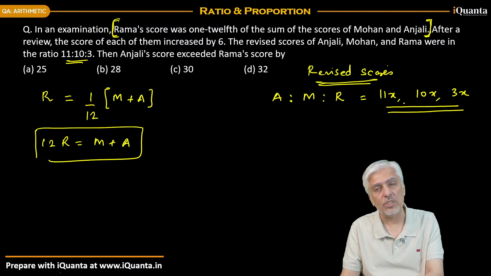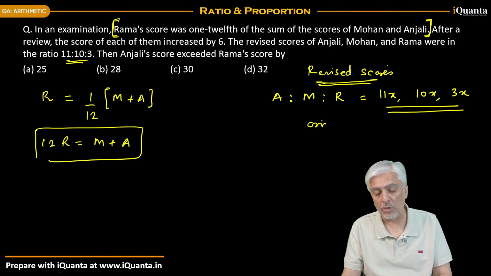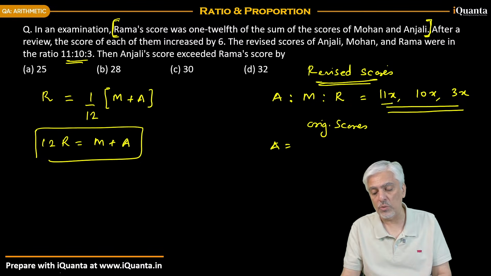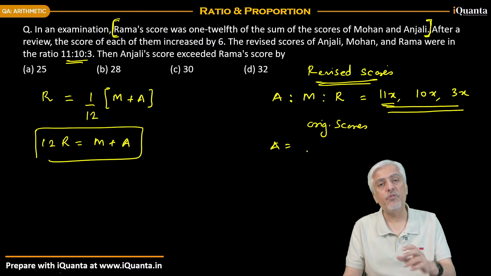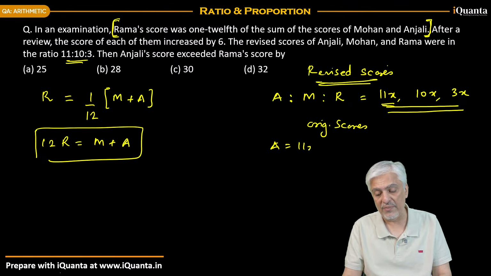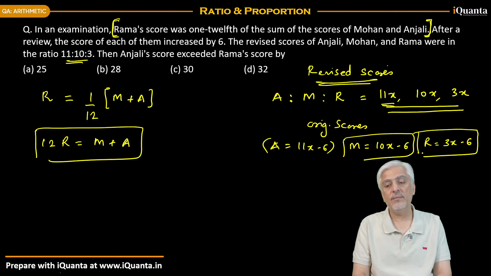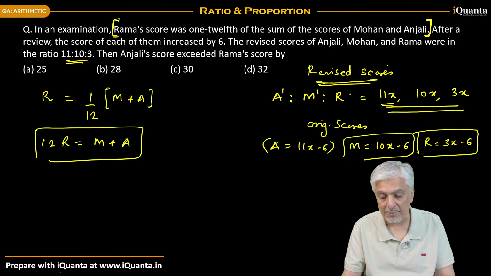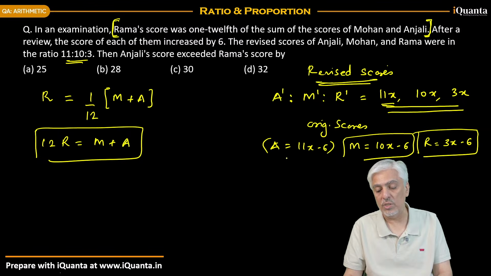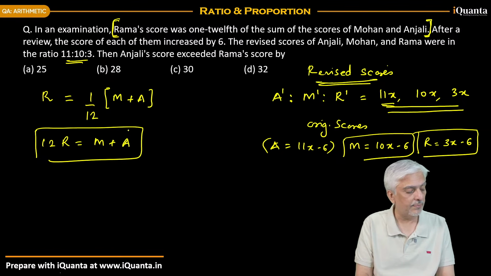So according to this, again not seeing the first part of the question, what were the original scores? Anjali's original score was what? Anjali now is 11x. So before she got 6 marks, she was 11x minus 6. Mohan was how much? 10x minus 6. And Rama was how much? 3x minus 6. Everybody clear? If you want, you can put this as A dash, M dash, R dash. These are the revised scores and A, M and R are the original scores.